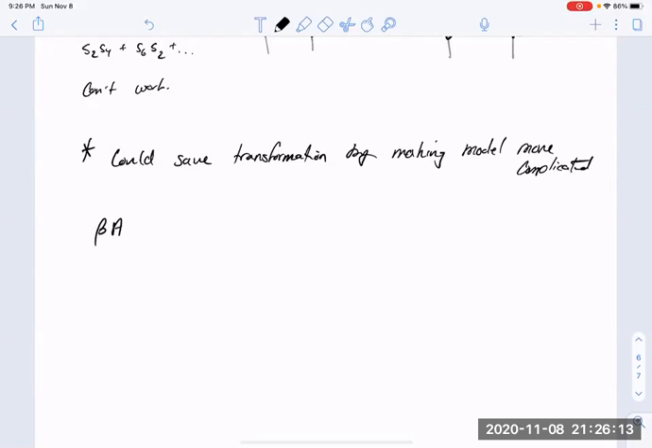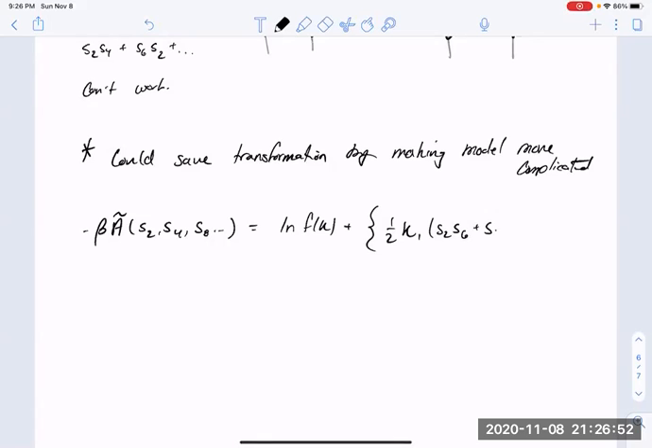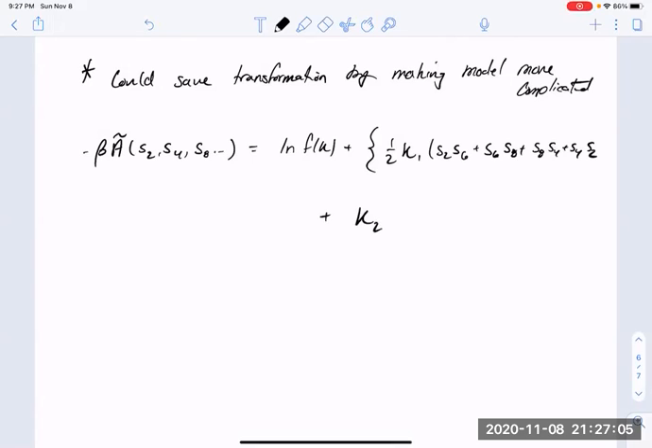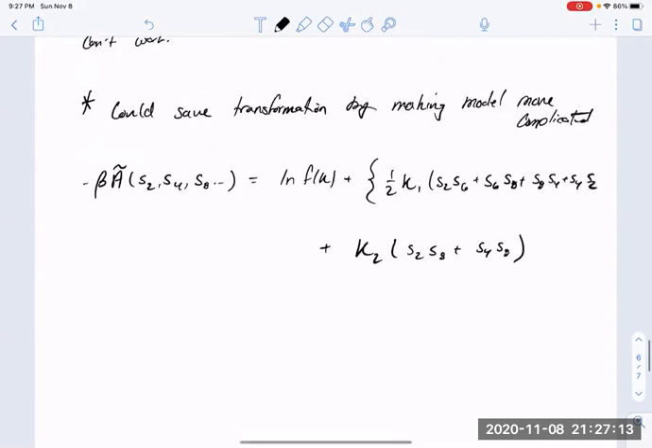The effective function, beta A tilde of the even spins, the simplest thing that we can do is to write it as a constant, say log of some f of k, plus something with some interaction k1 times the set of interactions we had before, 2 and 6, 6 and 8, 8 and 4, 4 and 2, plus some interaction, call it K2, S2 and S8, and S4 and S6. Those were those diagonal interactions.